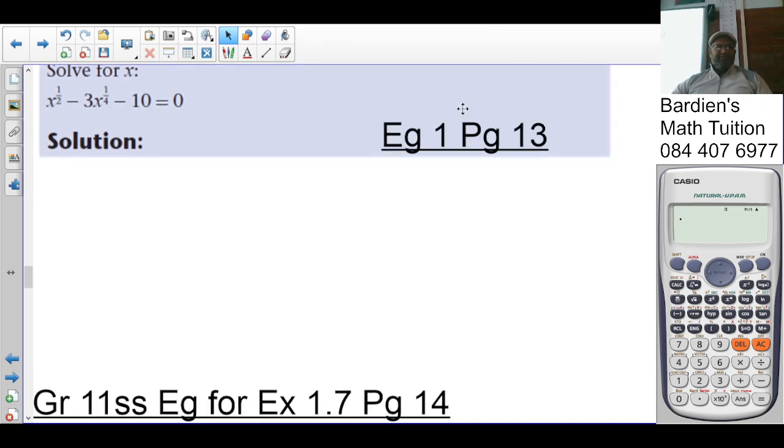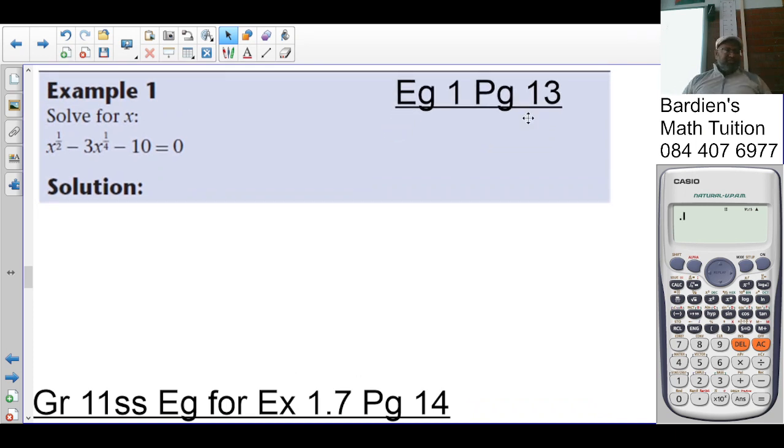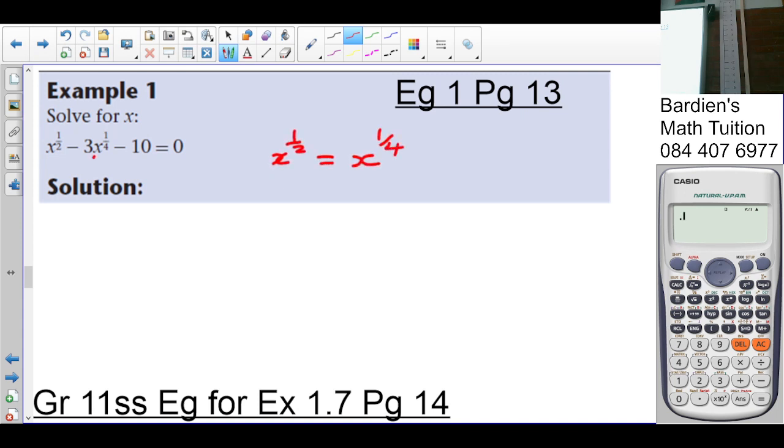Alright, so here we go. The question says solve for x. We got x to the exponent of minus 3, x to the exponent quarter minus 10 is equal to 0. So what do we see here? We see a trinomial. Okay, for those of you who can't see the trinomial, you see that x to the half can be written as x to the quarter, as I want to write it in terms of that thing, to the exponent, x to the quarter to what exponent is equal to x to the half?